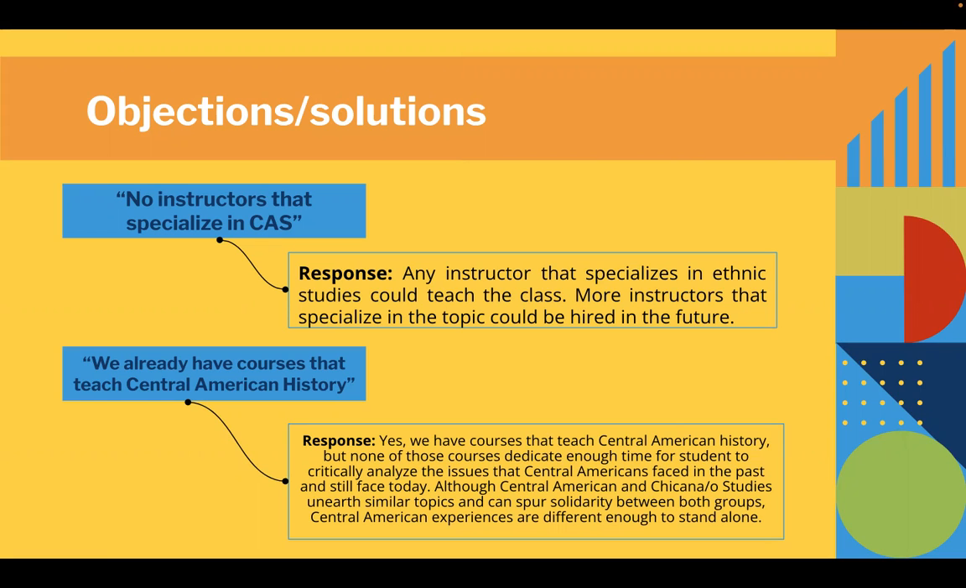Another objection could be that we already have classes that teach Central American history. I know we do have classes, but I feel like those classes don't dedicate enough time for students to critically analyze the issues that Central Americans faced in the past and still face today. And although Central American and Chicana studies are not dissimilar topics and can support solidarity between both groups, Central American experiences are different enough to stand alone.